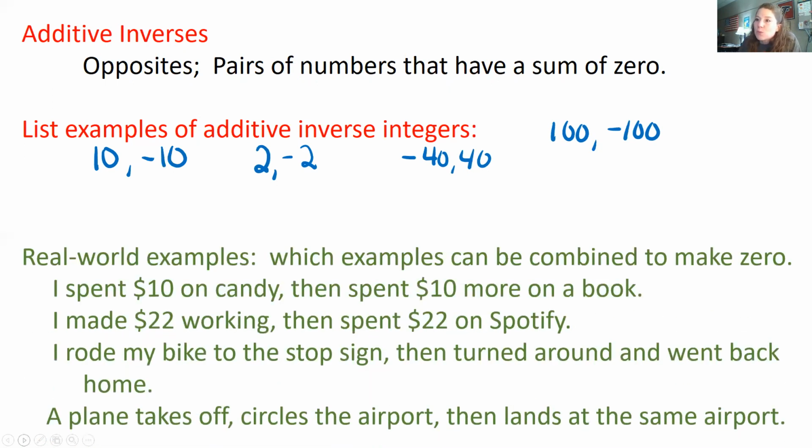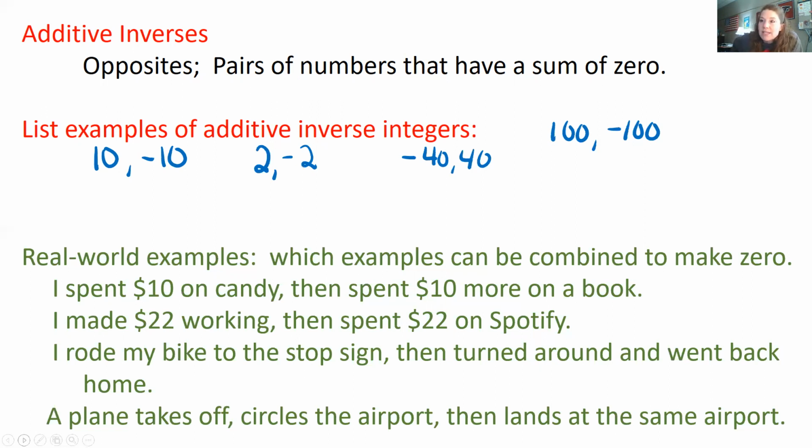All right, look at these real world examples. Which examples can be combined to make 0? I spent $10 on candy, then spent another $10 on a book. Would that be a sum of 0? I made $22 working, but then I spent $22 on Spotify. How much money do I have? I rode my bike to the stop sign and then turned around and went right back home. And then the last one, a plane takes off, circles the airport, and then lands at the same airport.